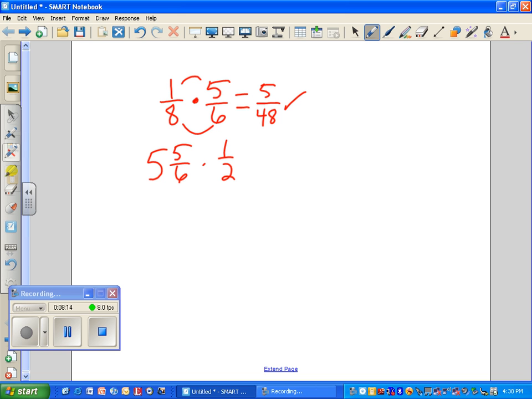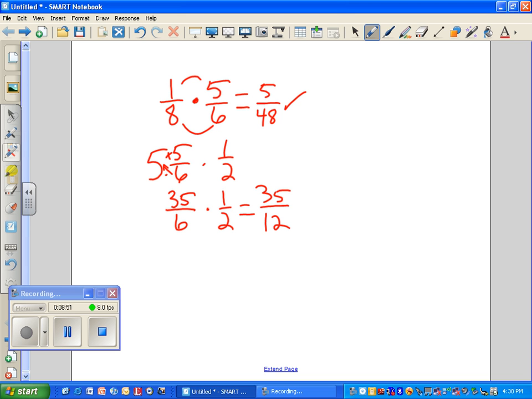So the way I change it to an improper is I take the 6 and I multiply the 5 to get 30, and then I'm going to add the top 5. So 6 times 5 is 30, plus 5 is 35. Let's erase that and start that one over. Let's say 35, and then the denominator stays the same. I have 35/6, and then I'm going to multiply that to 1/2. All right, now I'm all good. Now I can multiply my tops, 35 on top, and then 6 times 2 is 12 on the bottom.